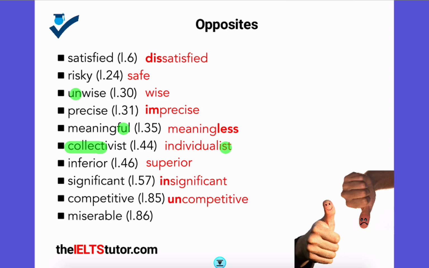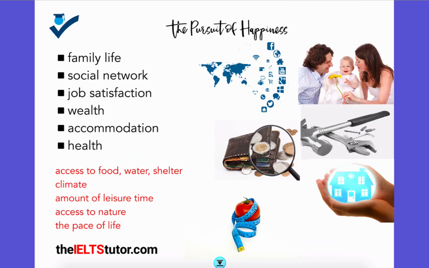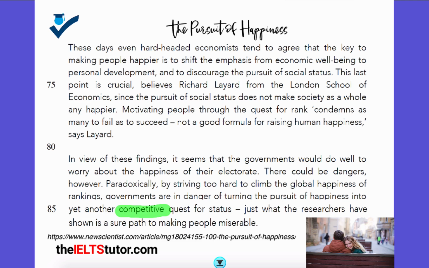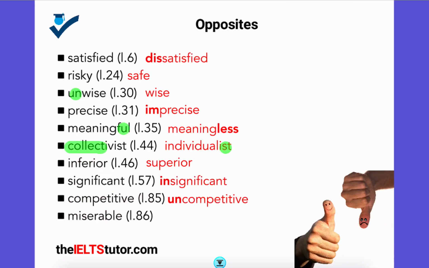Okay, good. Now, miserable, also from the same paragraph, I think, line 86. How is that used in context? "Just what the researchers have shown is a sure path to making people miserable." So, miserable here means unhappy. So what could the opposite be? I think I've just given you the answer. Unhappy, miserable, so the opposite would be happy. A completely different word. You can't add a prefix or a suffix to the word at all.